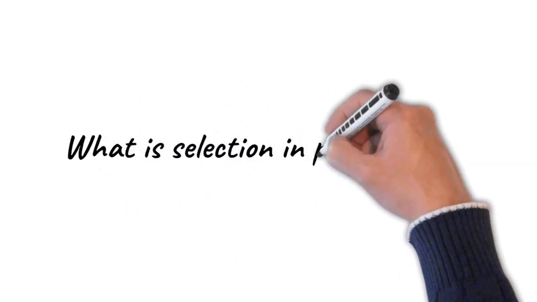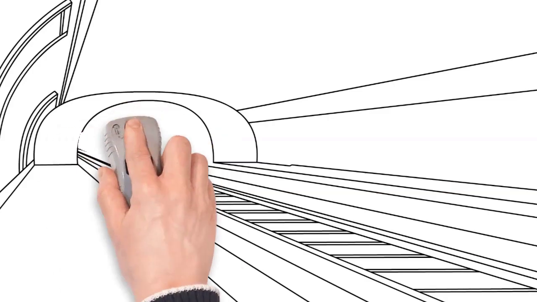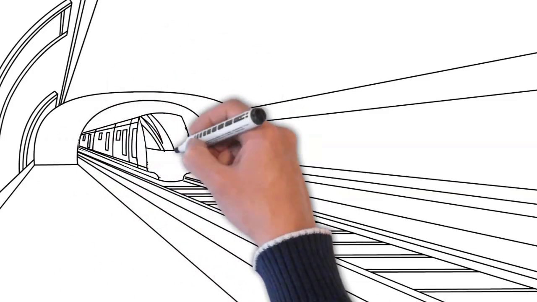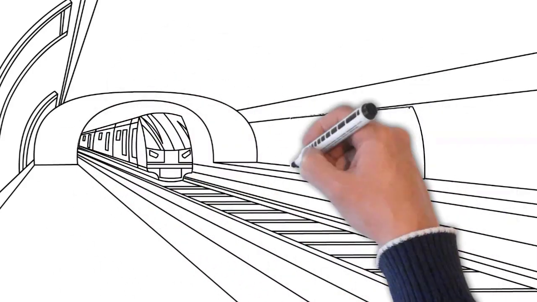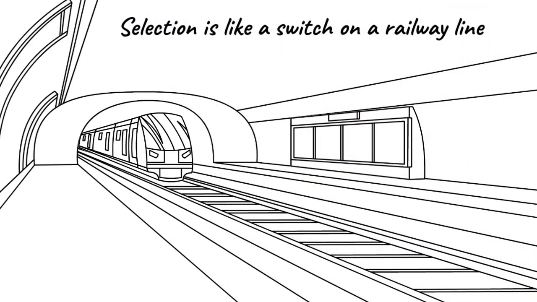Let's start by asking, what is selection in programming? Selection is like the switches on a railway track. Now, for some railway tracks, you can only go from one place to another place, and you've got no other choice, it's just a straight line. But there are other railway tracks which separate and go off in different directions, and they use a switch to do that.